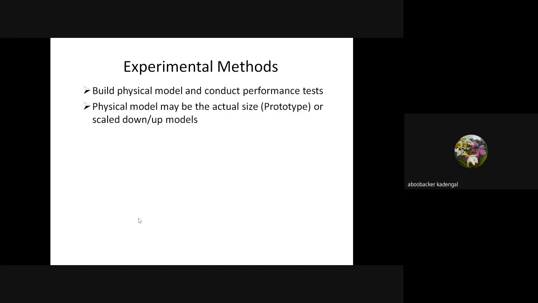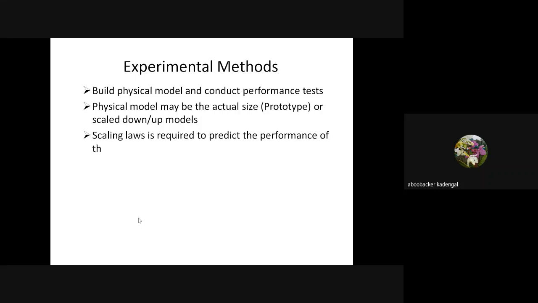If the actual system is very minute and very difficult to fabricate and test, then we may scale up; models will be prepared, experiments will be tested, and the results will be extrapolated. For that we need some scaling laws, etc. So the physical model may be scaled down or scaled up, or sometimes actual size can also be used, which we call the prototype.